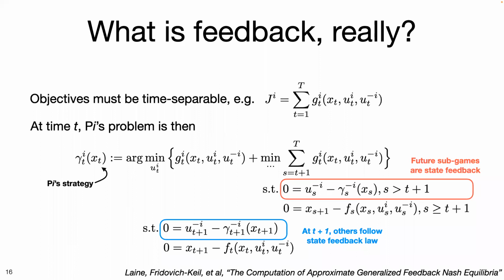The blue one is saying in the future, other players follow the optimal state feedback law derived in the future, and similarly in red, that's what's happening as well. So there's some recursion that needs to happen. This is totally expected when we think about dynamic programming, but it's maybe a little bit unintuitive how to treat these recursions, computationally speaking.